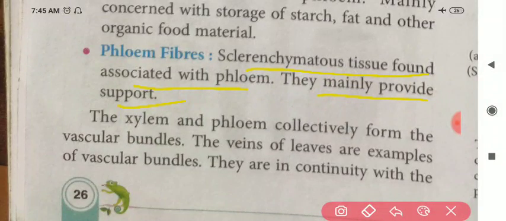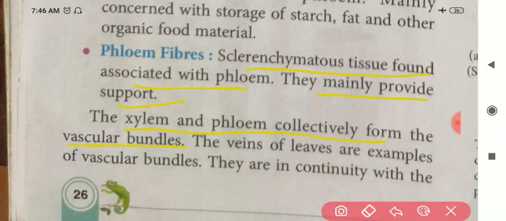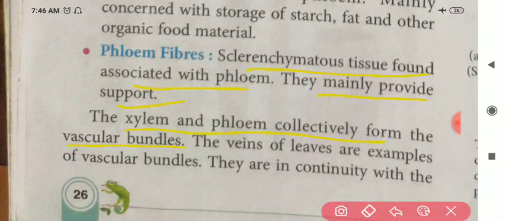Clear? So, my dear students, xylem and phloem are collectively called vascular bundles. So, we have now studied the conducting tissues. There are two types of conducting tissue, xylem and phloem. Xylem conducts water and phloem conducts food. Then we have discussed different parts of the xylem vessel and different parts of phloem. All that you must write and understand. Clear, all of you?